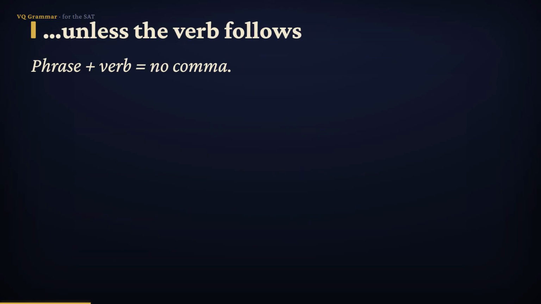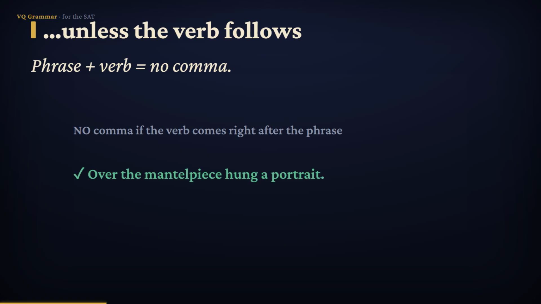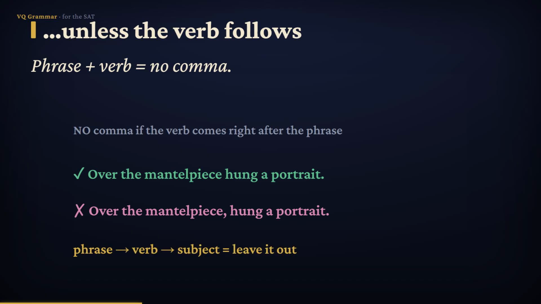But here's the catch that the test loves. Do not add a comma if the introductory prepositional phrase is followed right away by the verb. Over the mantelpiece hung a portrait of Aunt June. The phrase over the mantelpiece runs straight into the verb hung, so no comma. If you drop one in, over the mantelpiece, comma, hung, you've cut the verb off from the rest of its own sentence. So when the phrase flows directly into the verb, leave the comma out.